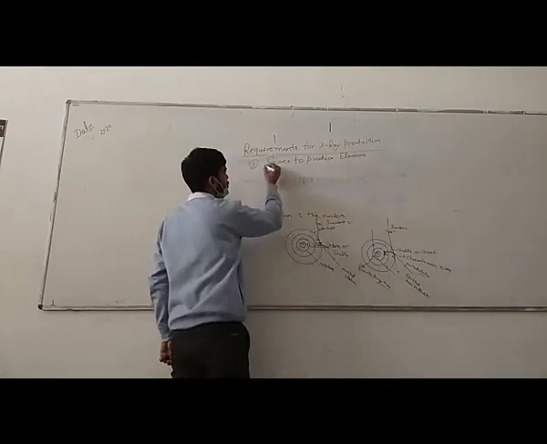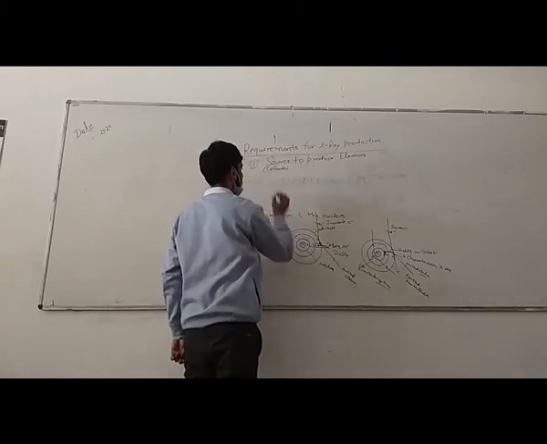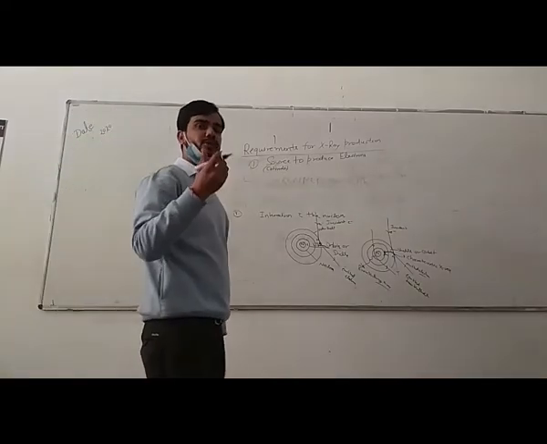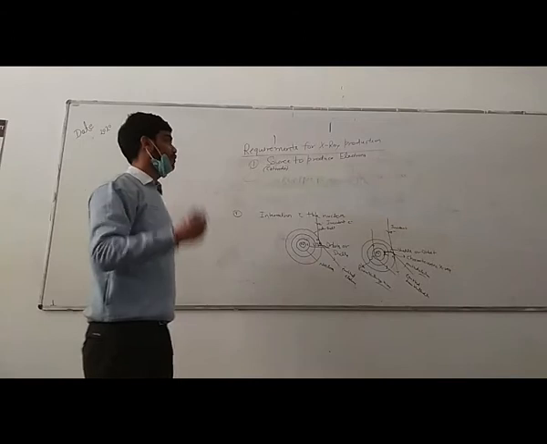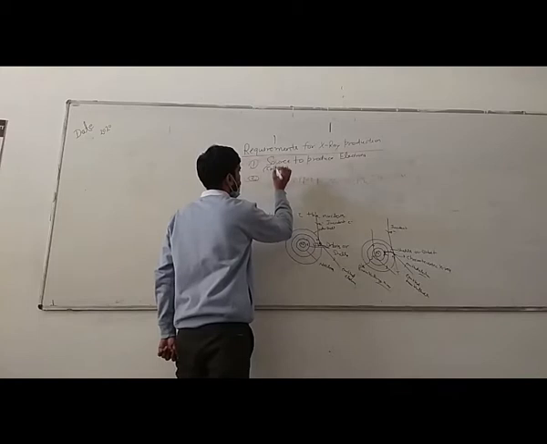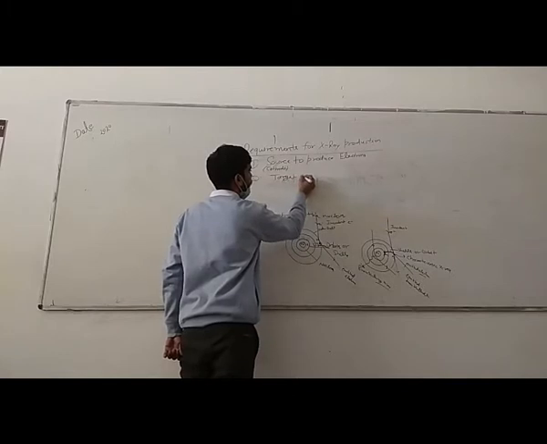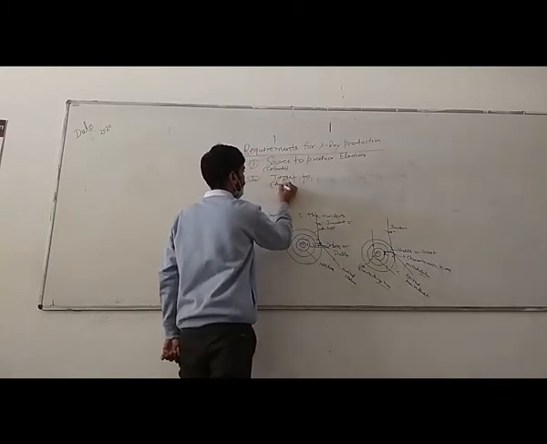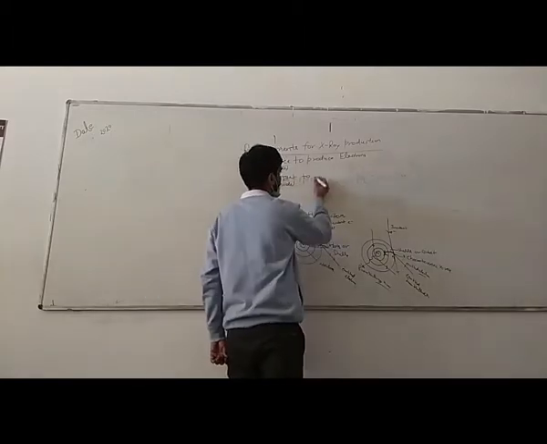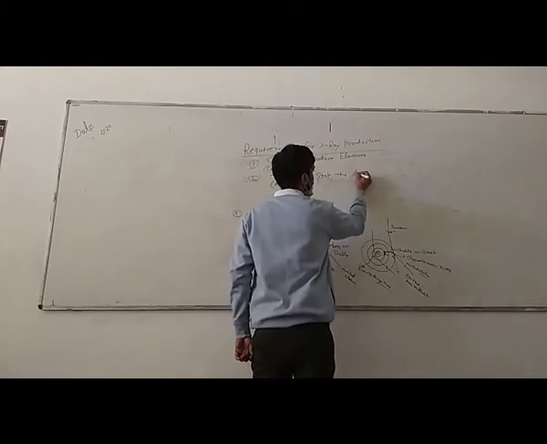Other name of the source is cathode. Cathode electrode is used as a source to produce electrons. Second requirement is target. Anode electrode is used as a target to stop the electron.